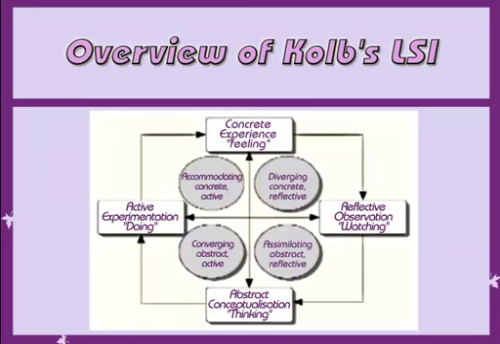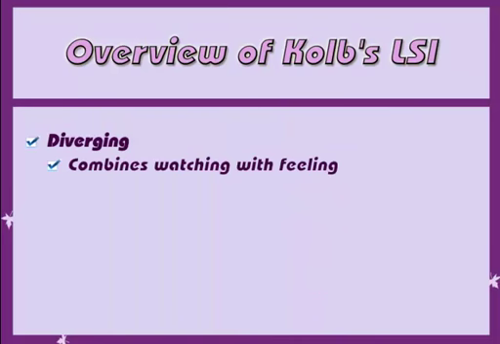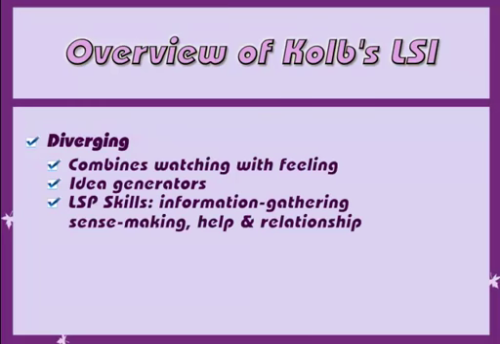The diverging learner occupies the upper right quadrant of Kolb's framework, between the reflective and concrete axes. Diverging learners are people-oriented and tend to rely on watching and feeling, or intuition. This type of learner solves problems by taking risks and is best at generating alternative ideas and imaginative solutions. Kolb's learning skills profile associates diverging learners with information gathering, sense-making, help, and relationship skills.